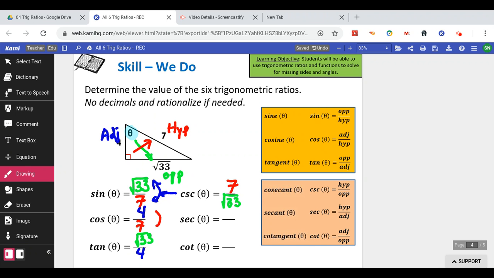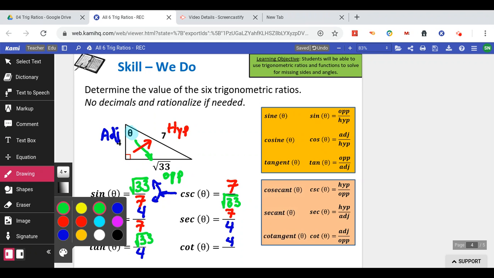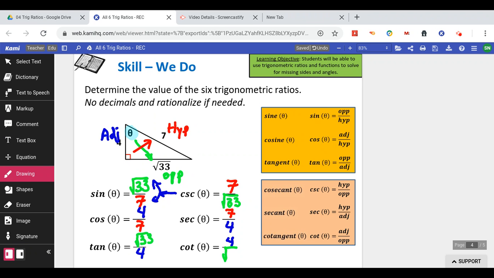Similarly, for cosine, we are going to invert those 2 numbers, and that's going to be our secant. So the 7 now goes at the top instead of at the bottom, and the 4 now goes at the bottom instead of the top. Same thing with the tangent to get the cotangent. So the 4 at the bottom now becomes the 4 at the top, and the square root of 33, which was at the numerator spot, will now be in the denominator. This concludes the video on finding all 6 trigonometric ratios.